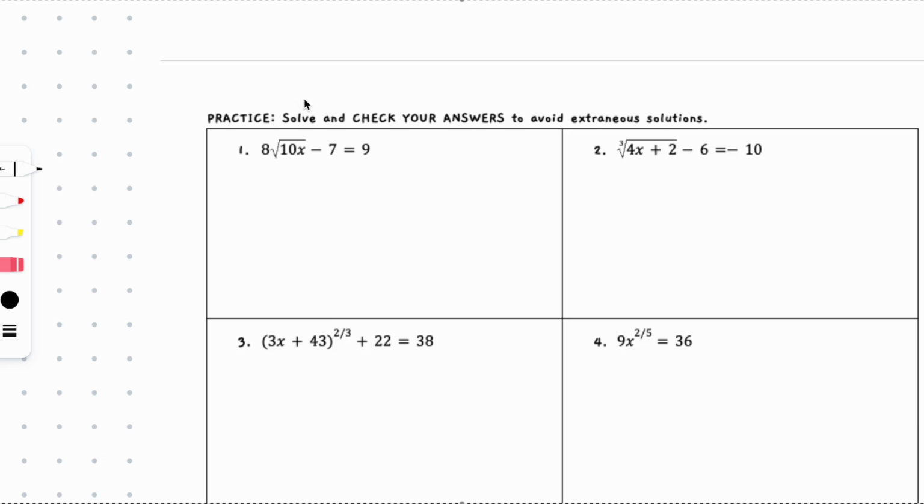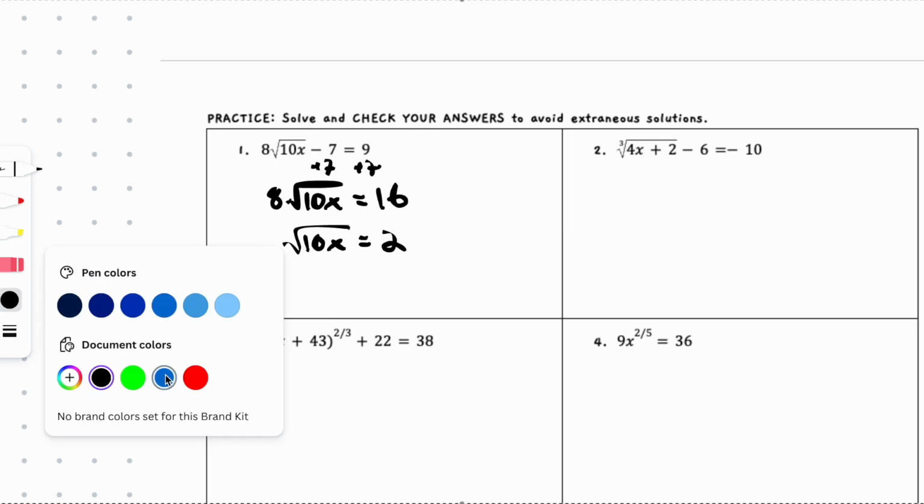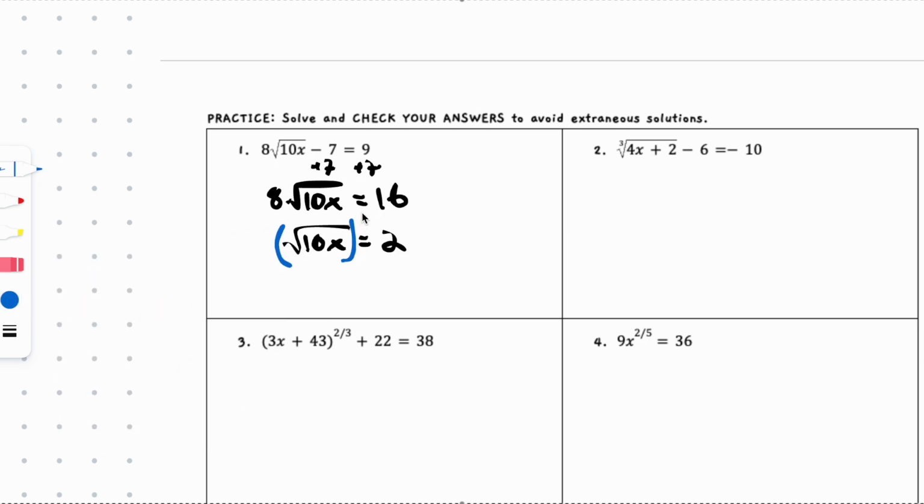Okay, so in number 1, we want to isolate the radical. So we first need to add this 7 to both sides. We get 8 root 10x equals 9 plus 7, which is 16. When we divide both sides by 8, we get root 10x equals 2.